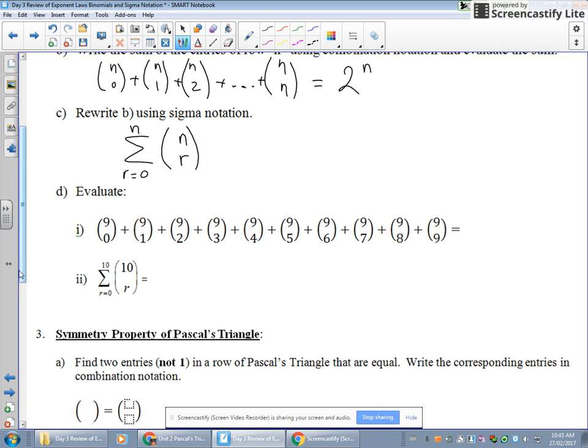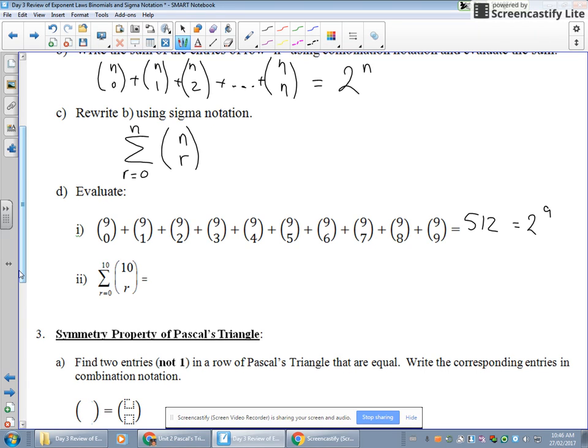So in this case, we're going to evaluate. If you do this with our calculator, we get 512. You could punch in each of those, but we also know that, of course, this is just 2 to the power of 9. That's a far easier way than having to sum all of those individual combinations.